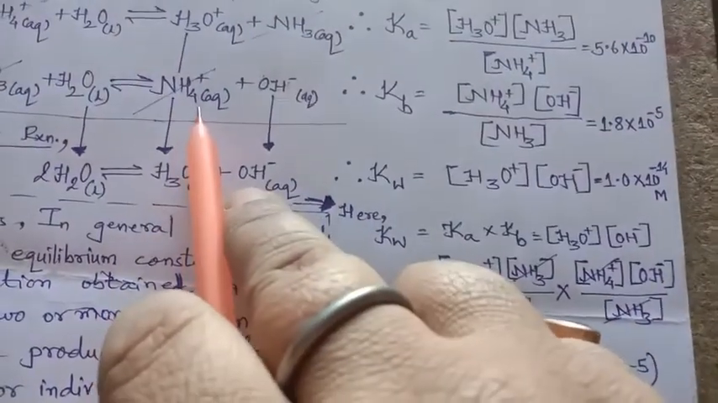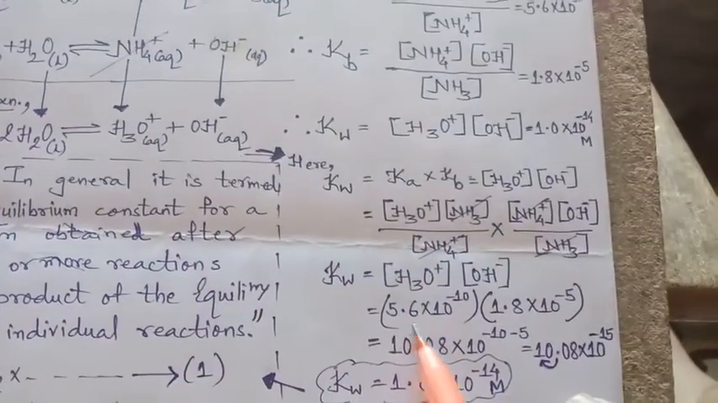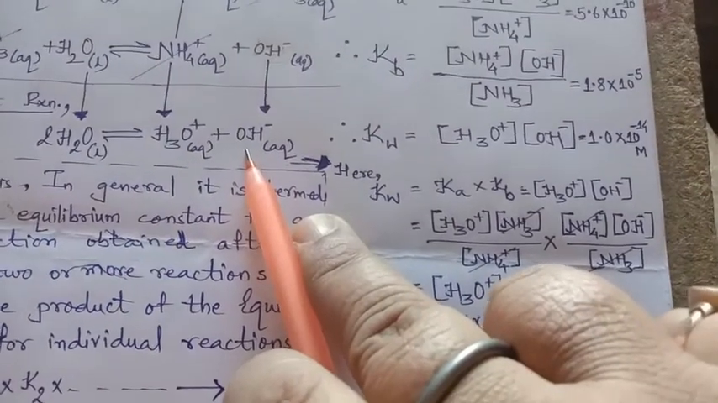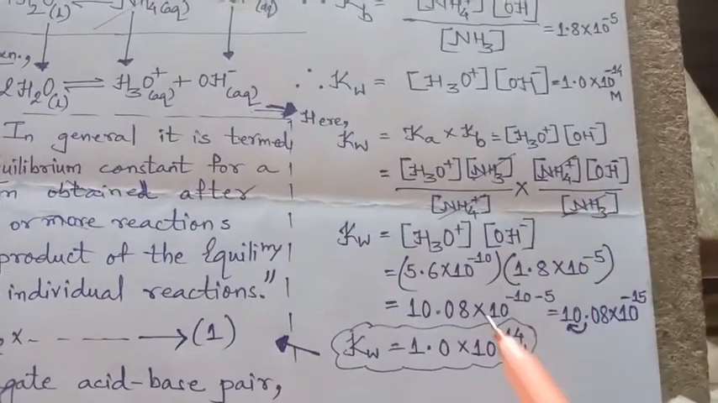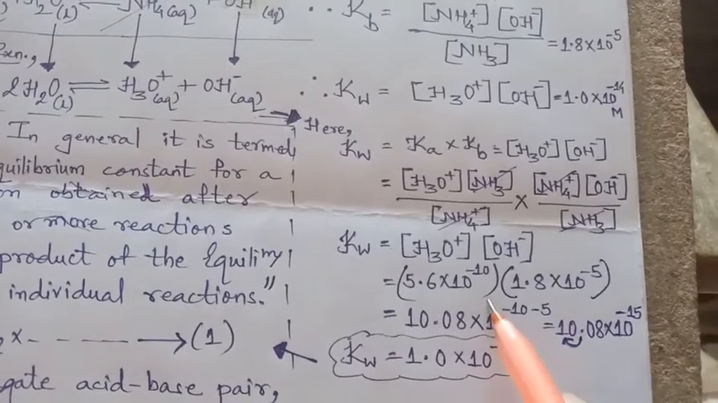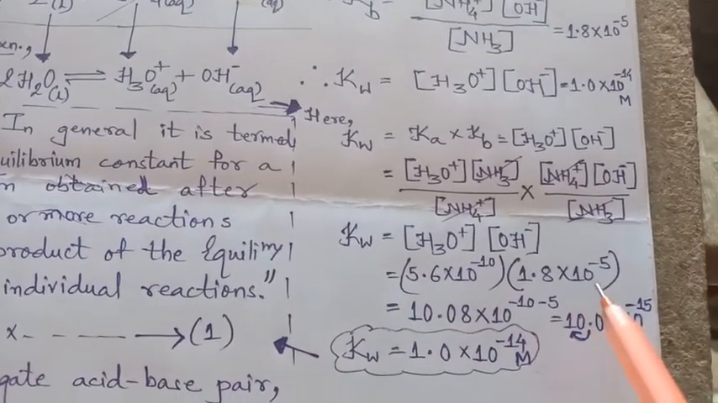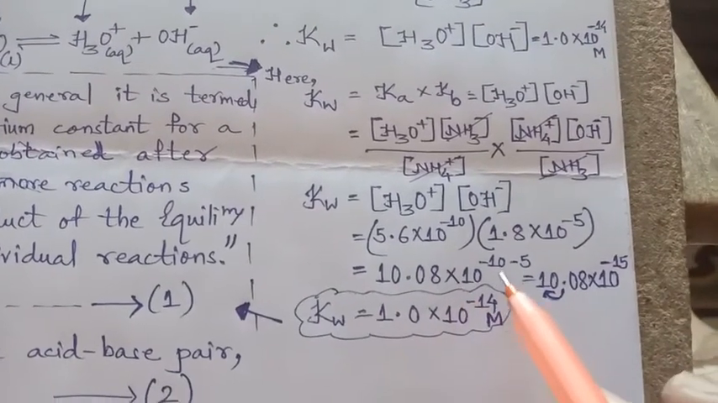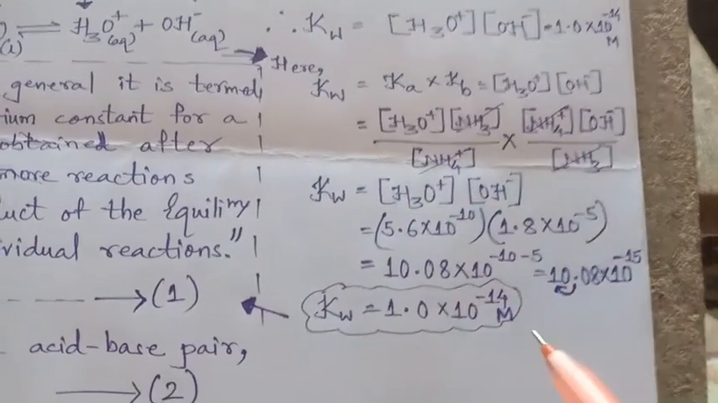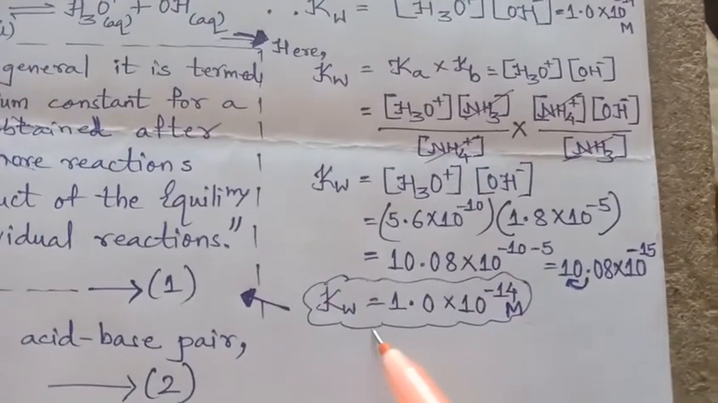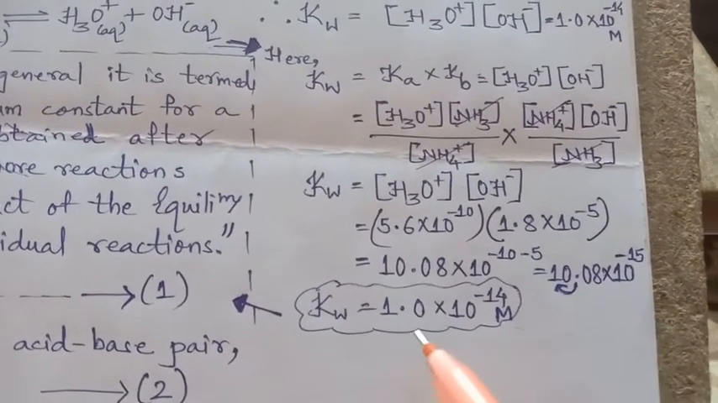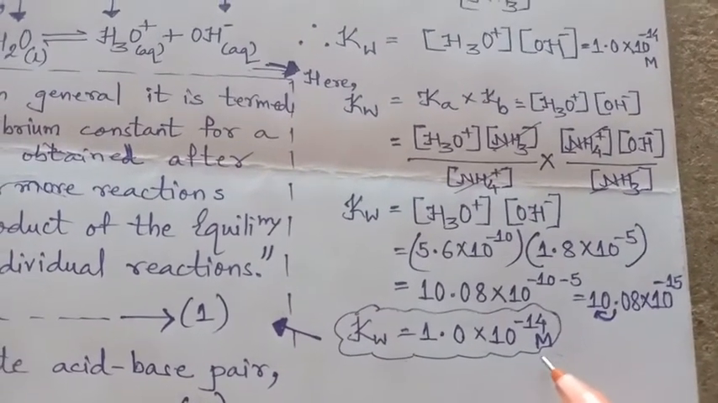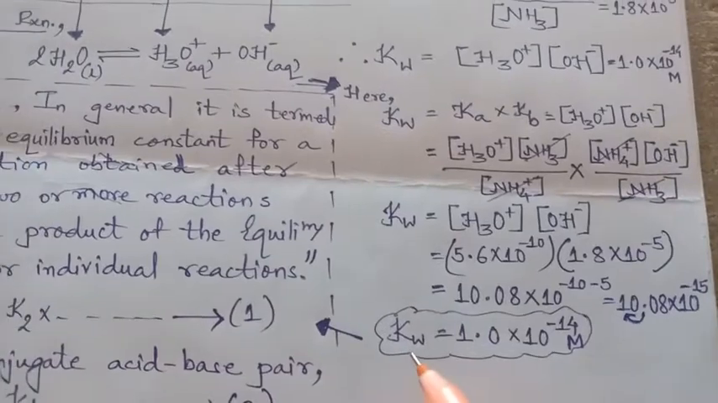So both ways, addition of the reactions and multiplication of Ka and Kb, give us the ionic product H3O plus OH minus. Putting the value 5.6 into 10 raised to minus 10 multiplied by 1.8 into 10 raised to minus 5, we have 10.08 into 10 raised to minus 15. Giving the simplified scientific notation, it is 1.008 into 10 raised to minus 14 molar, right, which is the ionic product of the water.